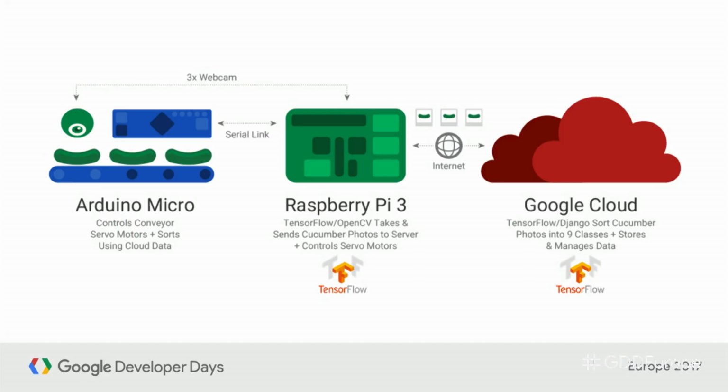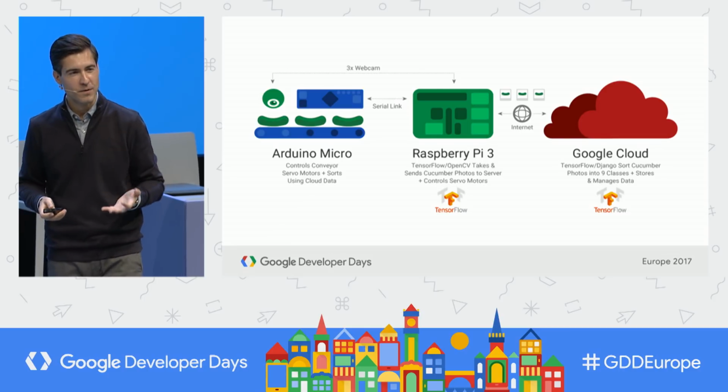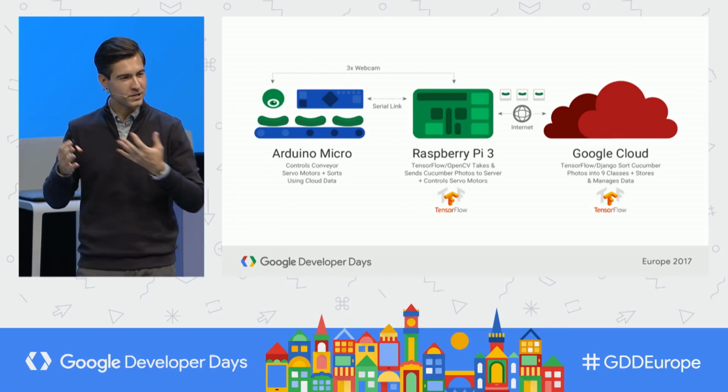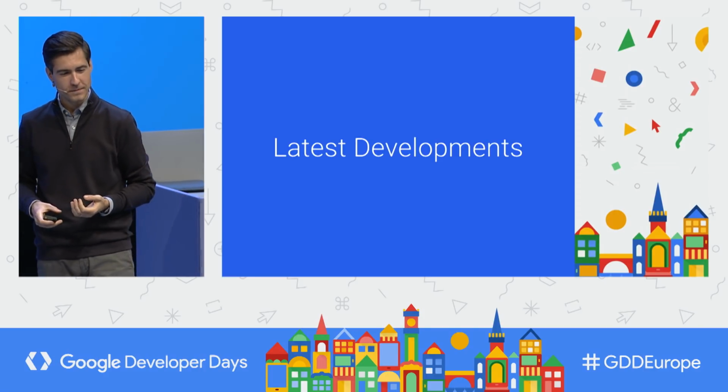So after the model was trained, he hooked up a conveyor belt to the controller and an array of webcams to the Raspberry Pi. And so as each cucumber comes along the belt, it's imaged by the webcams, it's classified, and it's sorted automatically, which I think is just a fantastic example of something really outside the box that you can do practically with machine learning.